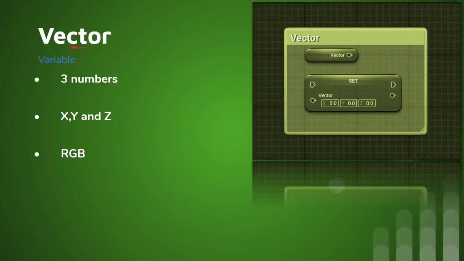Then we will look at vectors. So vectors basically have three different numbers, the x, y, and the z. Now these you will see when it comes to RGB colors because they have three different values. So you can use these to set or get the value of a particular material. You can set them up in there.